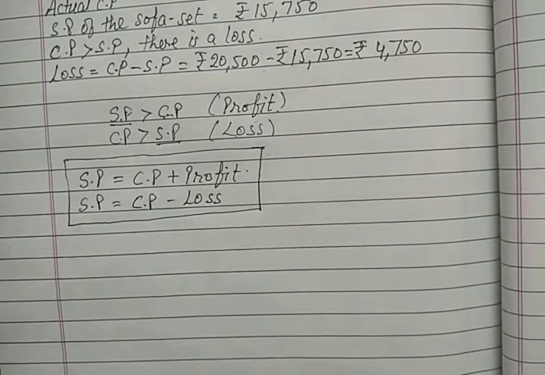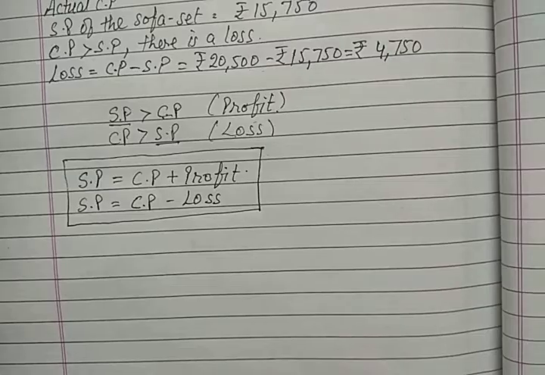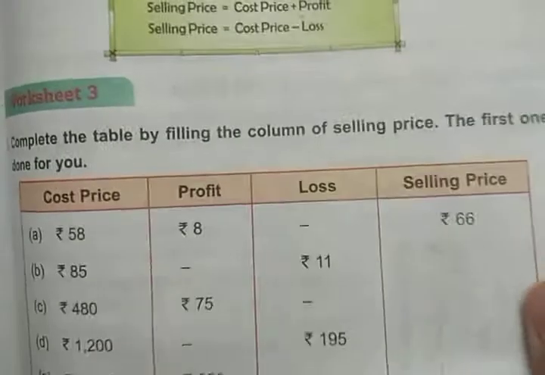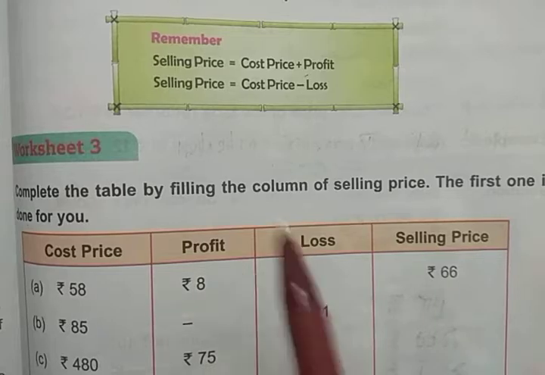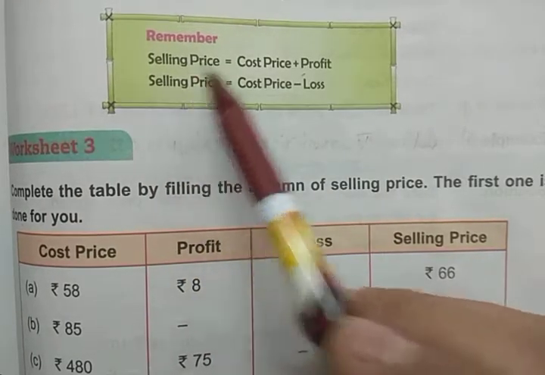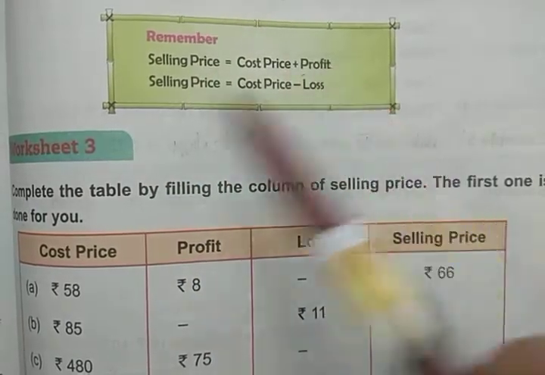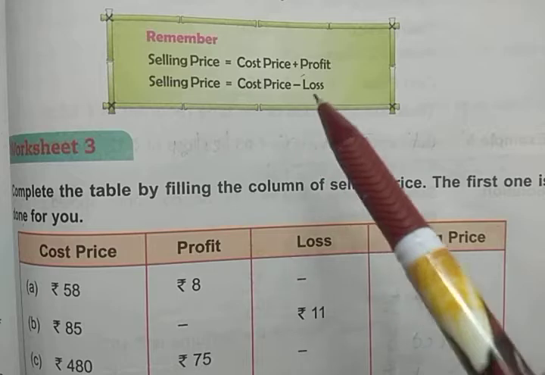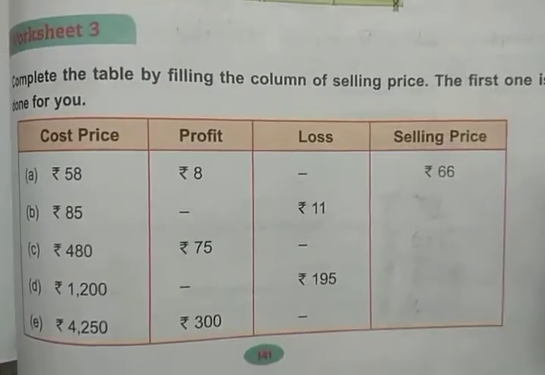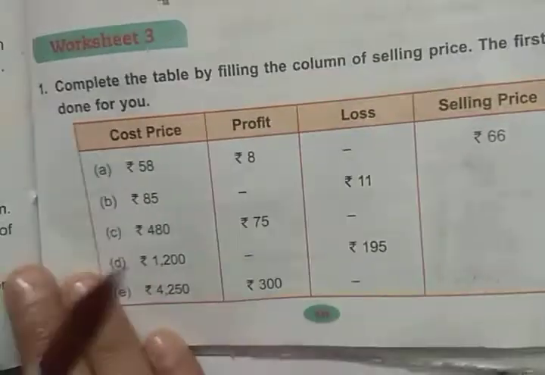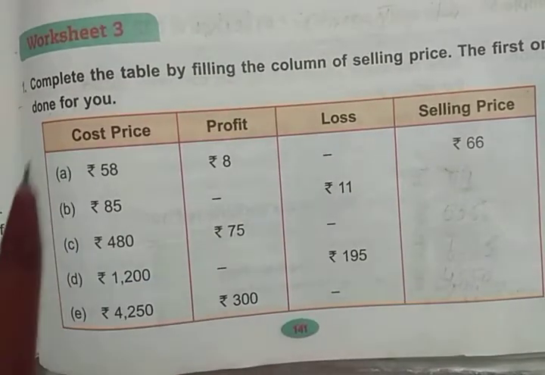So learn these formulas and try to solve this first question of worksheet number 3. So here the formulas are also given in your book. Selling price is equal to cost price plus profit, and selling price is equal to cost price minus loss. This you have to remember, and based on it you can do this question number 1 of worksheet number 3.